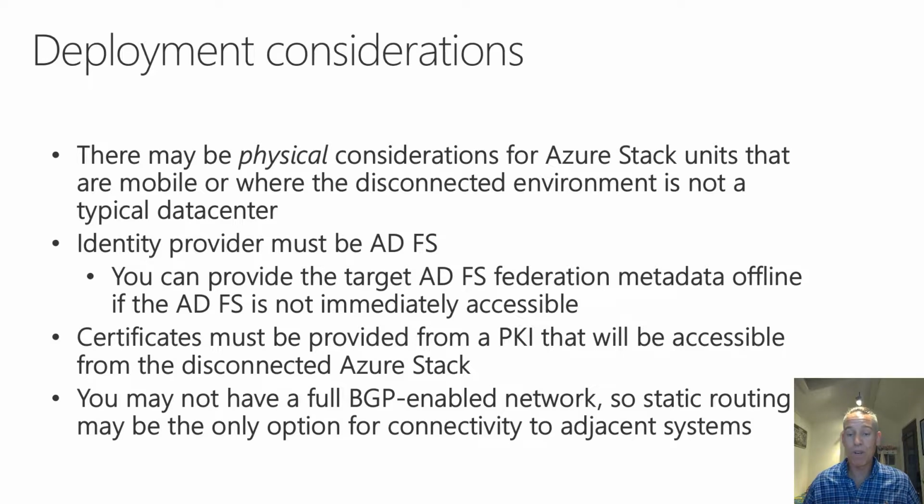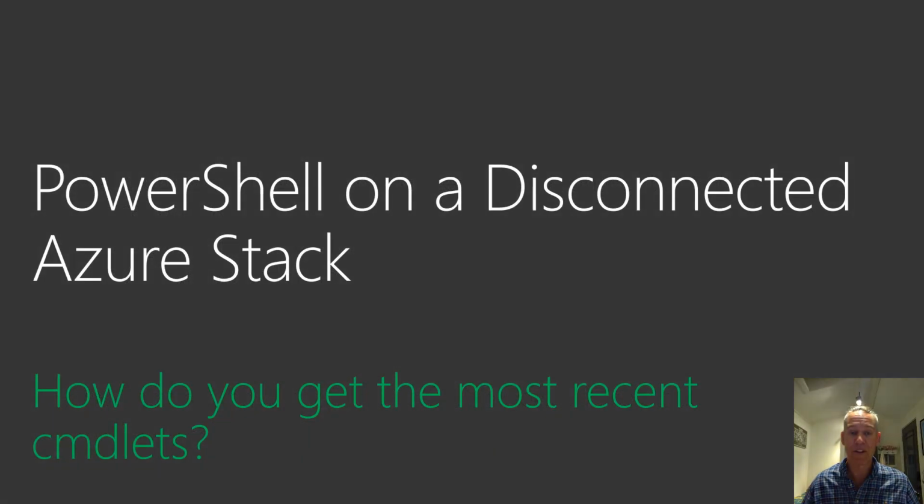The certificates must be from a PKI that's accessible to the disconnected Azure Stack so that you can see the certificate revocation list. And in many cases, you might not have a full BGP routed network. So you might have to choose to do static routing and provide the static routes that will let the traffic get out the top of Azure Stack through the top of rack switches. So those are the main distinctions for deploying in a disconnected scenario.